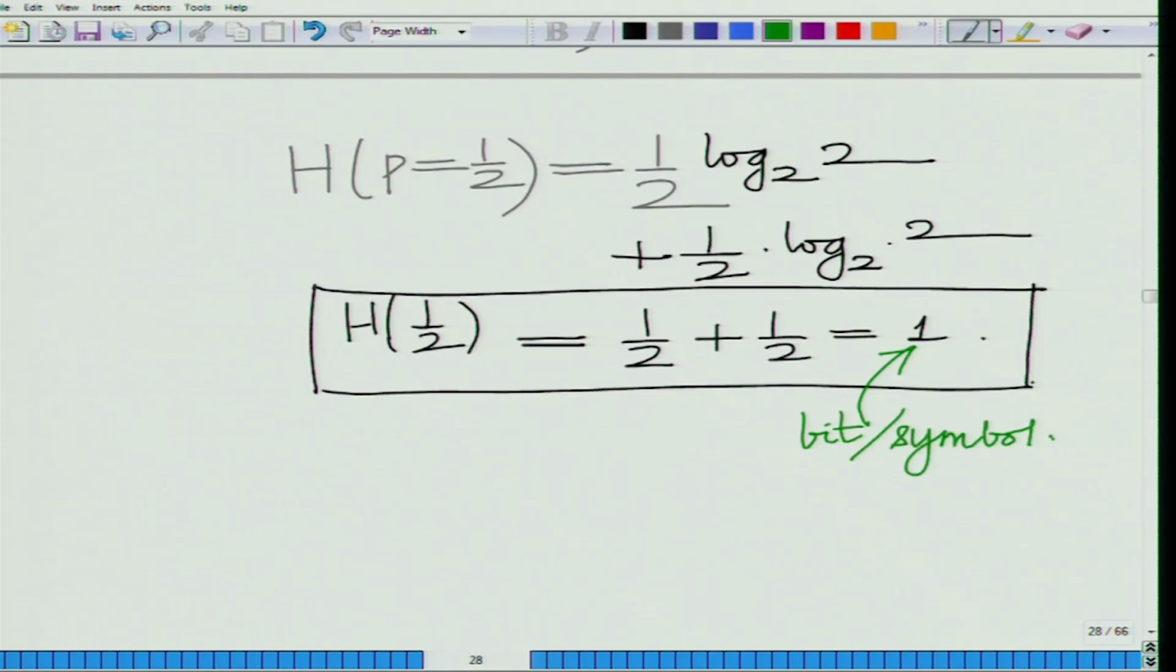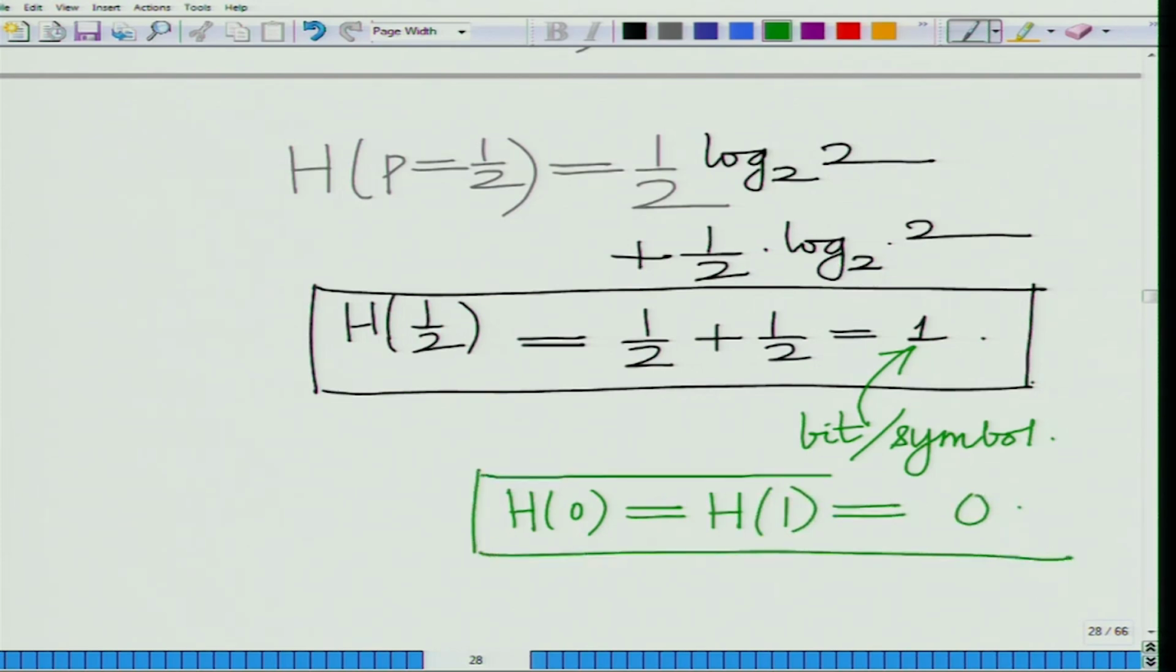1 bit per symbol. Okay, this is 1 bit, which means h of half is equal to 1. This is 1 bit per symbol, and we have already seen that h of 0, that is the limit as p tends to 0, and p tends to 1, if we denote them by h of 0 and h of 1, they are 0. Okay, and it reaches maximum at p equal to half.